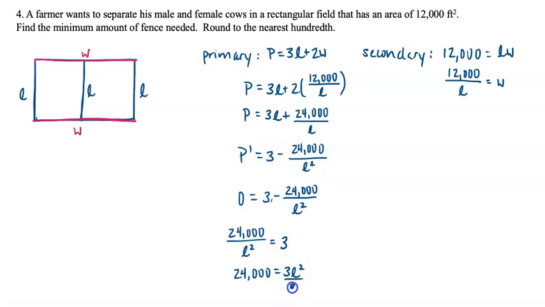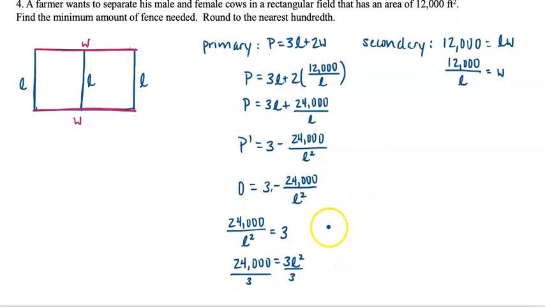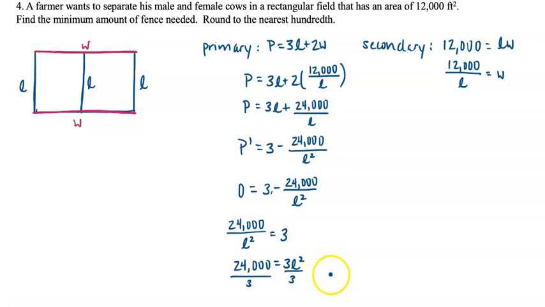Next, we can divide by 3, and we get that L squared is equal to, this becomes 8,000. Taking the square root of this length, well, I know that length has to be positive, so we're discarding that negative value. We get that the length is equal to the square root of 8,000 feet. Now 8,000 isn't a perfect square.